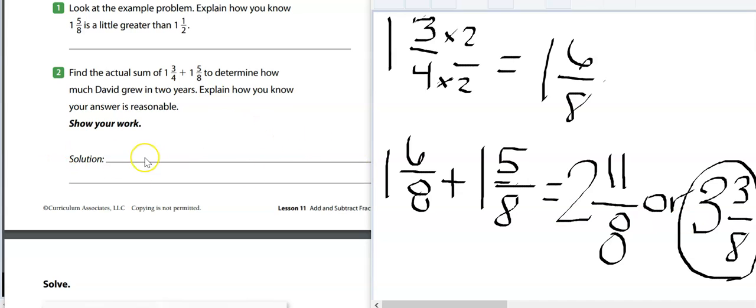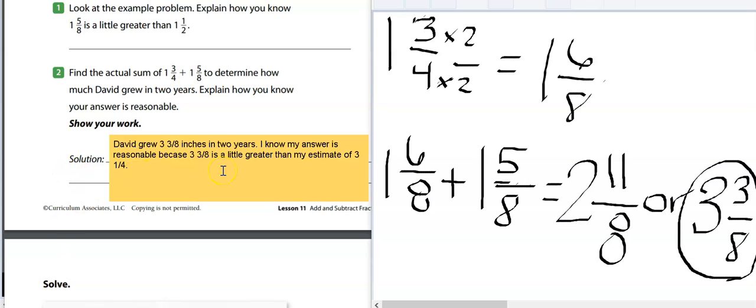So let's go ahead and write our answer in the solution space below. You should have written, David grew 3 3/8 inches in 2 years. I know my answer is reasonable because 3 3/8 is a little greater than my estimate of 3 1/4. Write this down in your packet and let's move on to the next page.